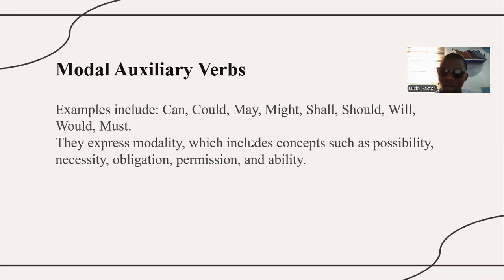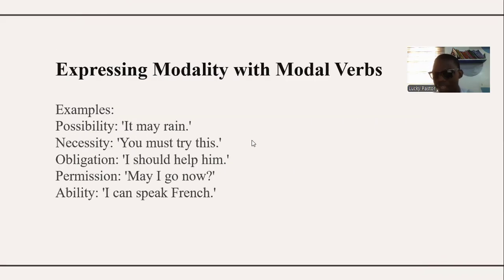can help you express the necessity of that action, can help you express the obligation in that action, can help you express the ability of that action, or the extent of the ability of that action, or help you express permission, right, in a sentence. So let's see the usage. How is it used? How can we express modality with modal verbs? How do we do this?